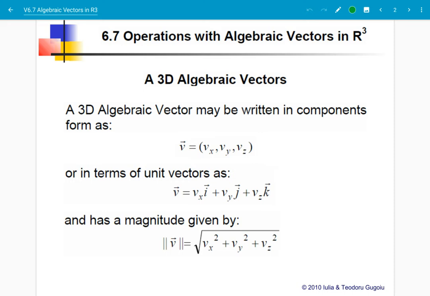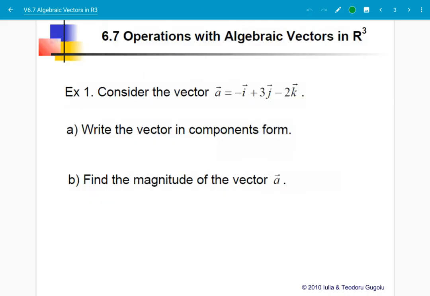Okay, now we're going to extend our knowledge and ability to work with algebraic vectors to three space. Again, we have components form, standard unit vector form, and the magnitude of a vector, which is Pythagorean. Example 1, consider the vector given in standard unit vector form, write it in component form. No problem. Just take the coefficients of i for the x, the coefficients for j, the y component, and the third component is the coefficient for k.